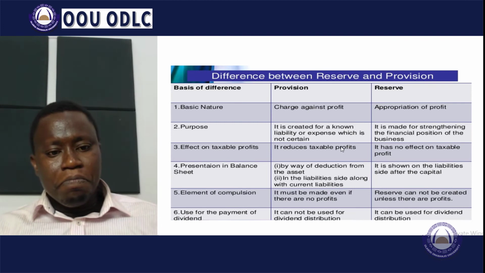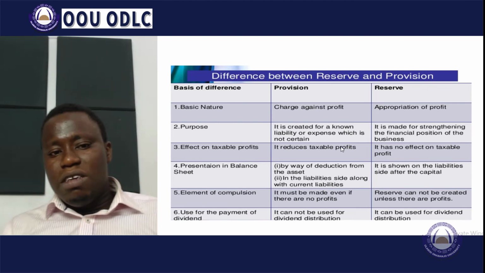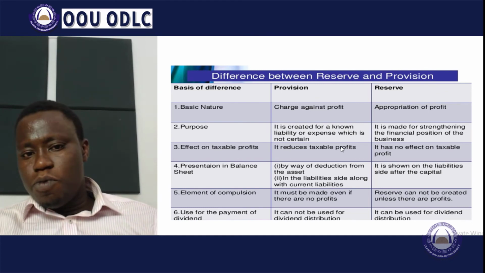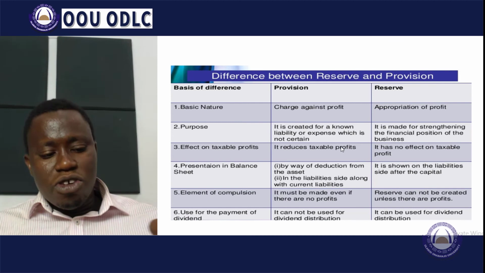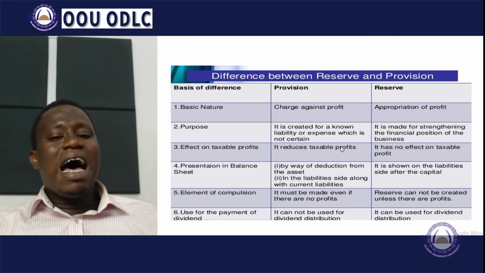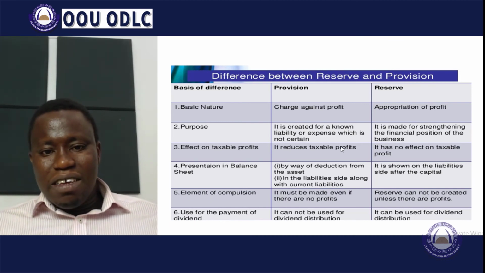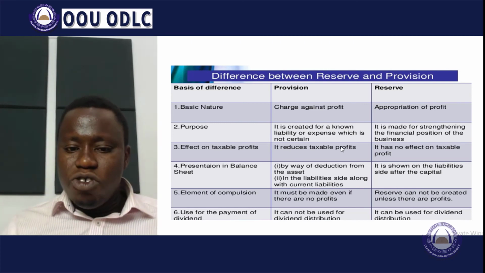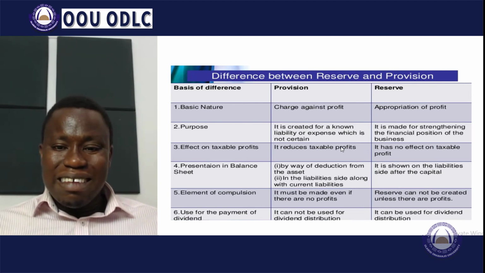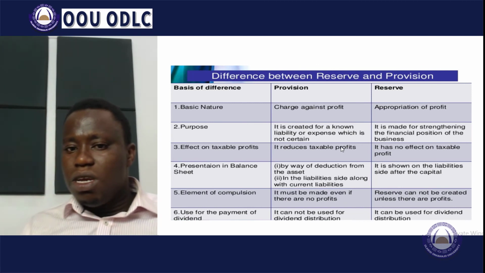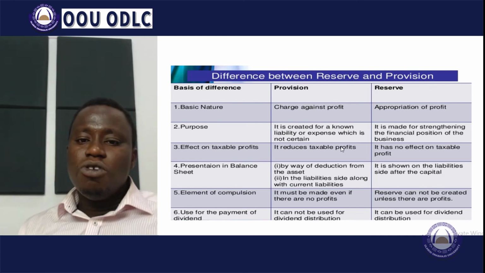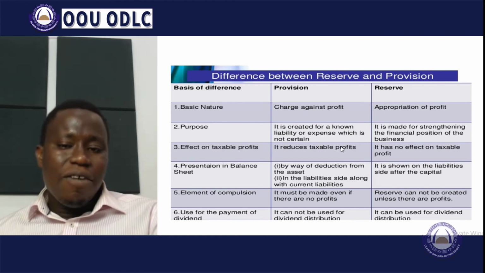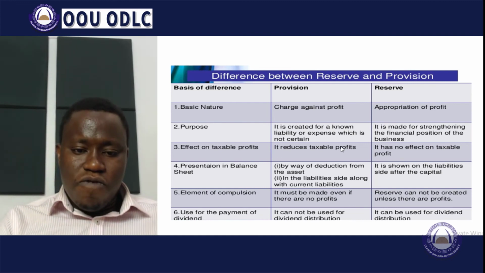Now, element of compulsion is another area of difference. It must be made even if there is no profit. That's for provision. Provision is something that you must cater for even when you are not having profit. For instance, like I said, you have to deduct it alongside expenses. So it's compulsory that you make provision for those future liabilities that are certain and that are specific future needs. Whereas reserve is not compulsory. You only create reserve when you have profit. If you don't have profit, you can't have reserve, but you can definitely make a provision even when there are no profits.